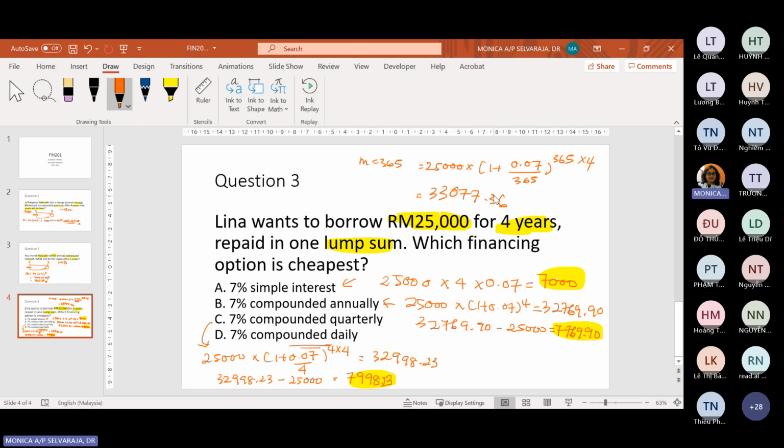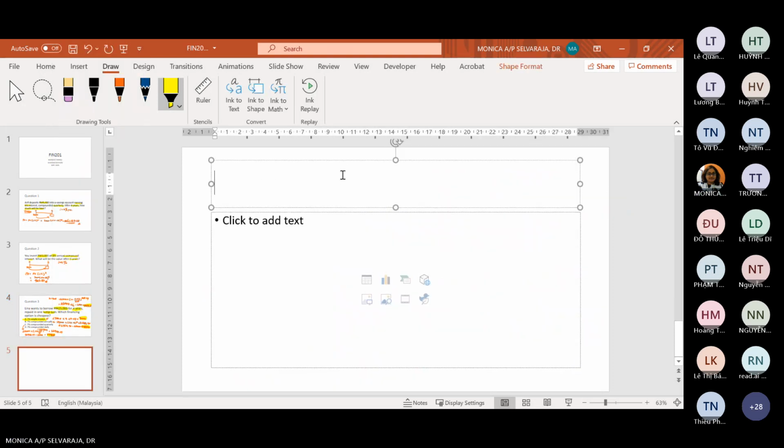Okay, so the interest portion is... The lowest interest will be simple interest. Okay, question 3. Yes. You have anything to ask me? Okay, in the meantime, we continue here. We'll just continue to the next question.